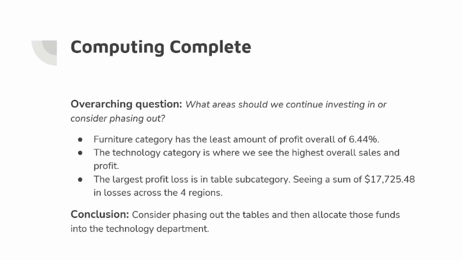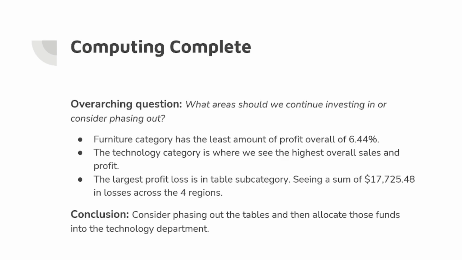On our final slide, we will be discussing our findings and our conclusion and how these answer our overarching question of what areas should we continue investing in or consider phasing out. Although we see a high number of sales in the furniture department, this category has the least amount of profit overall, coming in at 6.44%.